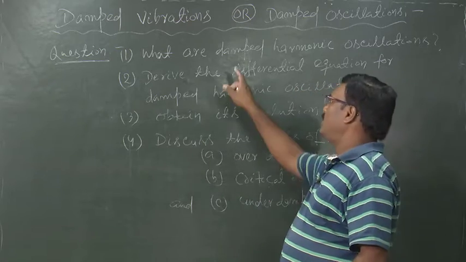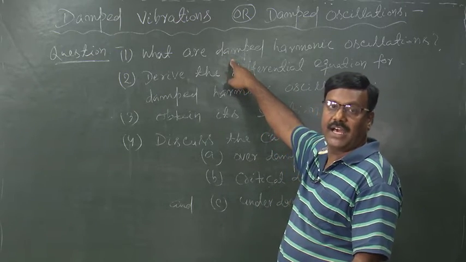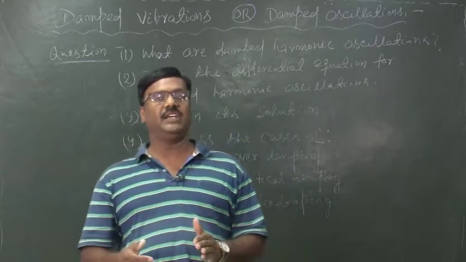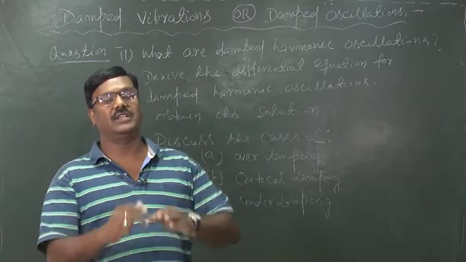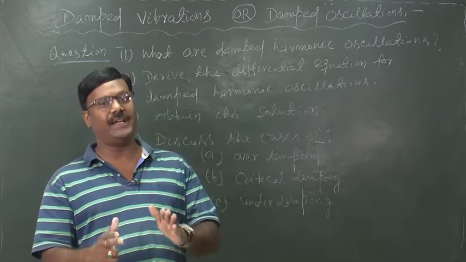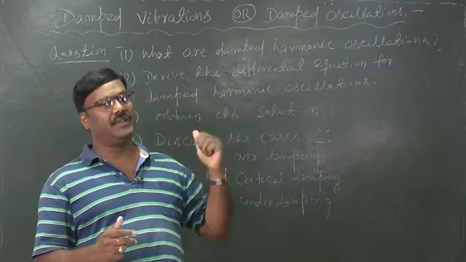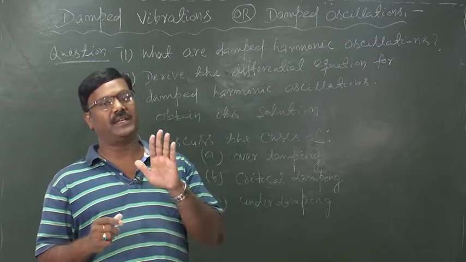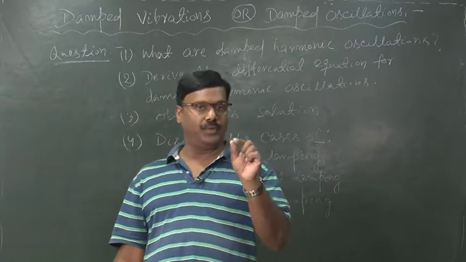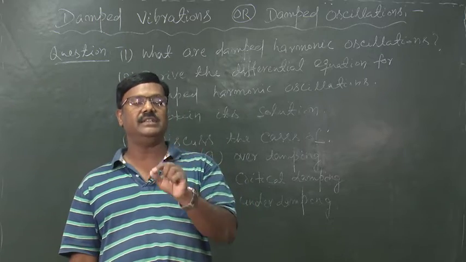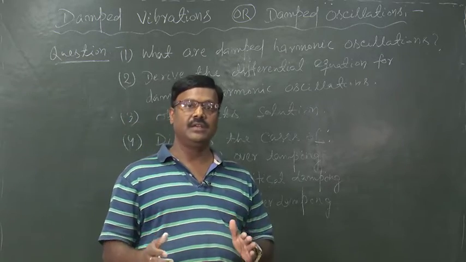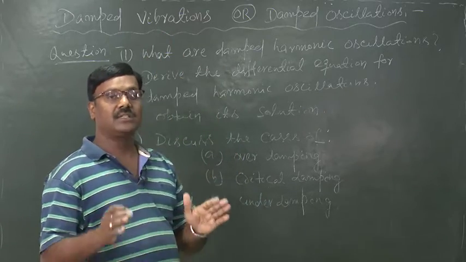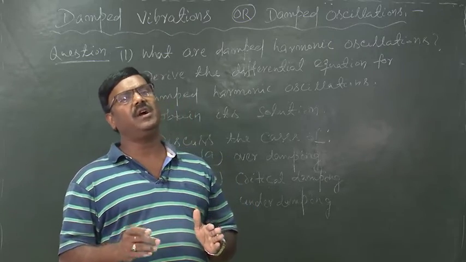First of all, we have to know what are damped harmonic oscillations. Then we have to find out the differential equation for damped harmonic oscillation, and similarly we have to find out the solution of this differential equation, and from the solution we have to discuss the different probable cases like the case of overdamping, critical damping and underdamping.